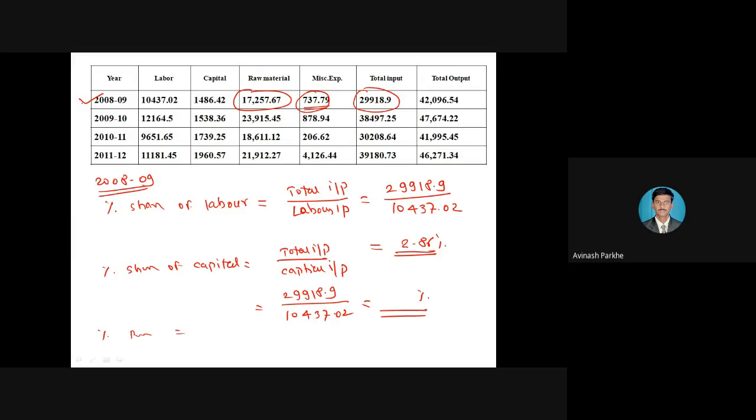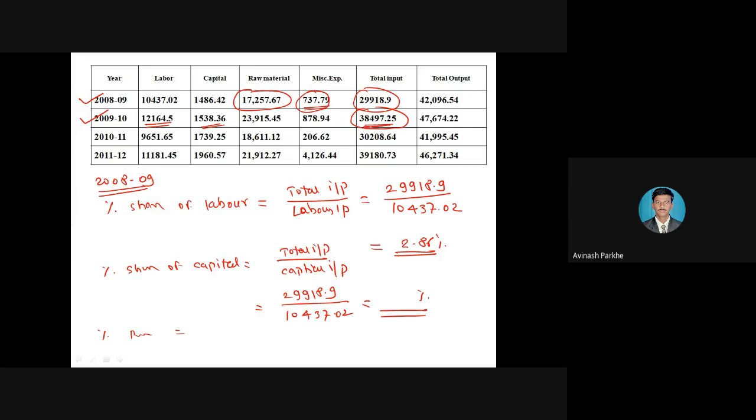If I calculate the percentage share for 2008-9, similarly for 2009 to 10, again I calculate the percentage share of each input. For 2009 to 10, I have the total input of 38,497.25. This total input divided by labor input gives you the percentage share. Again, total input divided by capital input, you will get the percentage share for the capital.